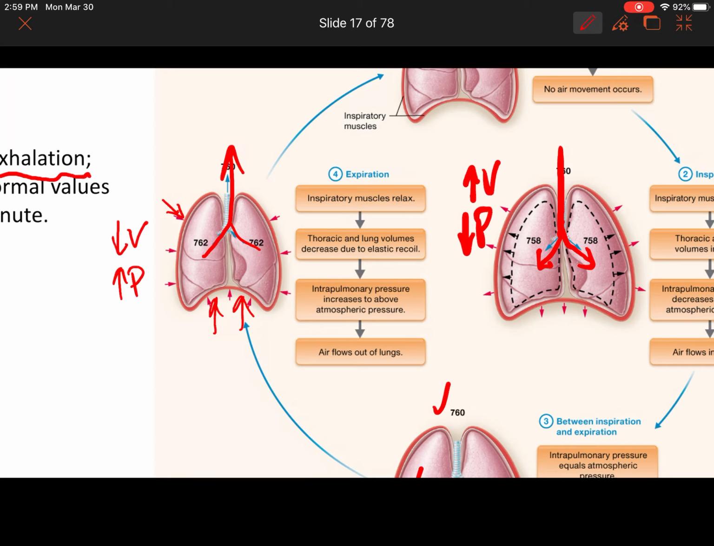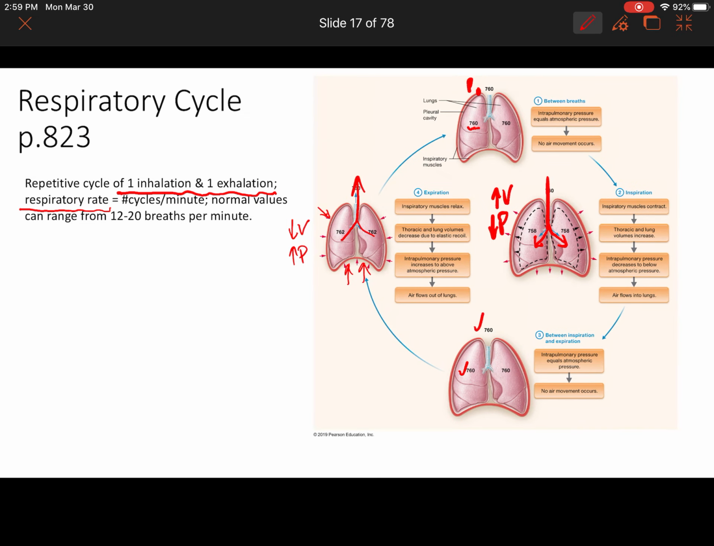So the change in volume changes the pressure, and the pressure difference is what helps move air into and out of the lungs.